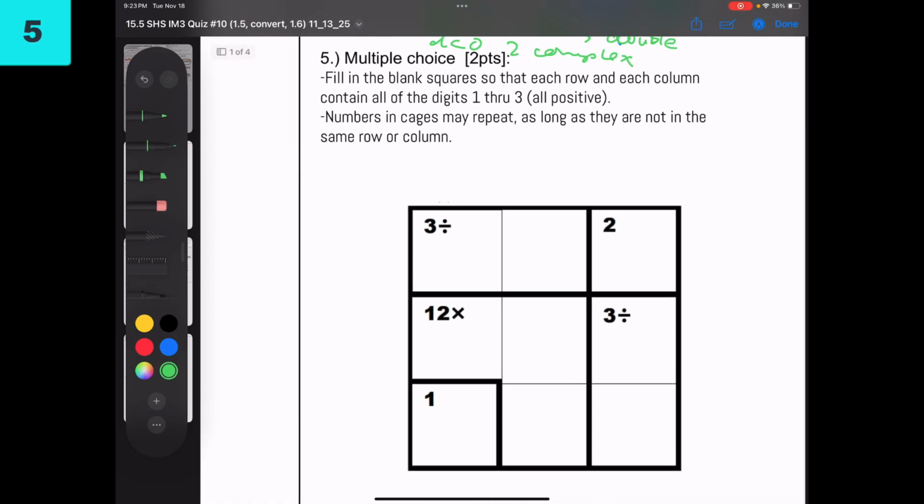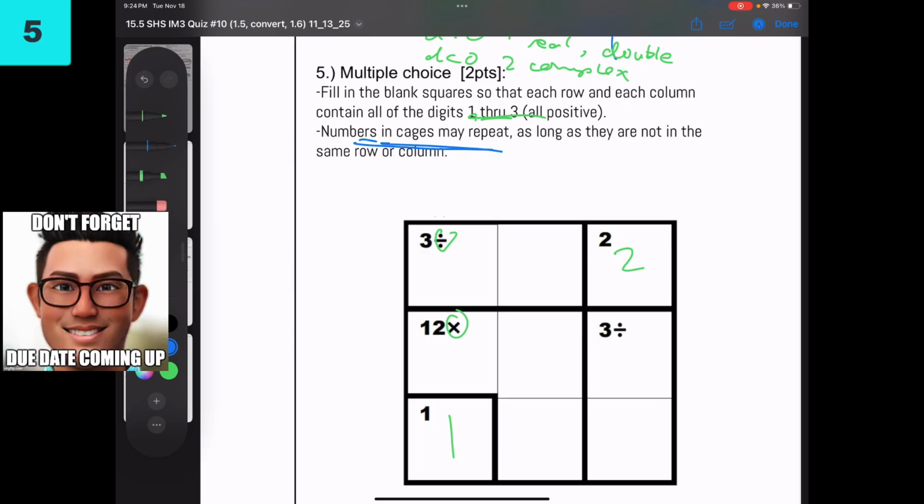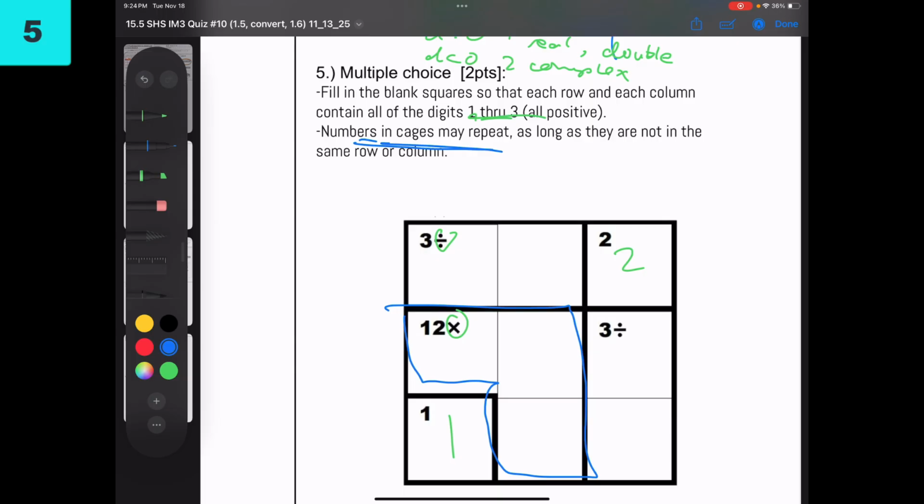Number 5, fill the numbers. So you have 1 to 3. Now we have division and multiplication. So look for the freebies, no math operations. That'll be 2 and 1. Remember, the numbers in the cages here in blue, this can repeat, as long as it doesn't repeat in a row or column. So for example, that wouldn't match. How about a 2?